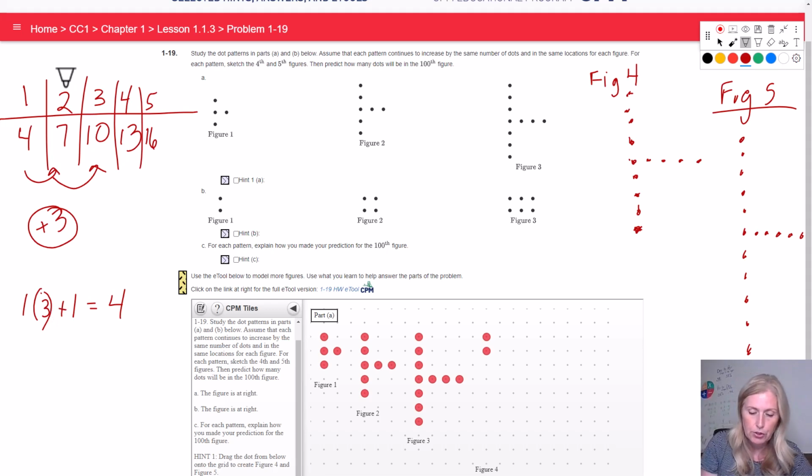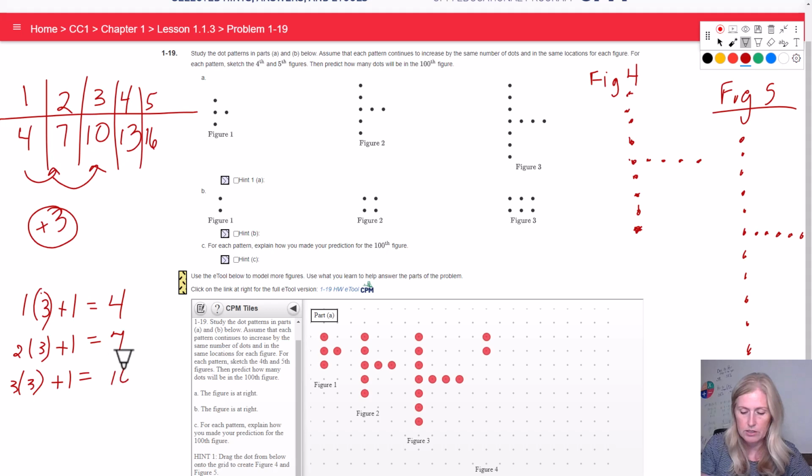We're going to do 2 times that 3 plus 1. Well, 2 times 3 is 6 plus 1 equals 7. Look at that. That totally worked. We'll do it for 3. 3 times 3 plus 1. 3 times 3 is 9 plus 1 equals 10. Look at that. So we have figured out our pattern.